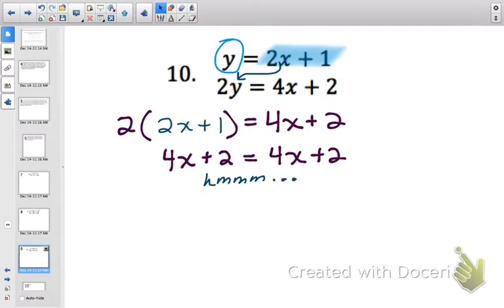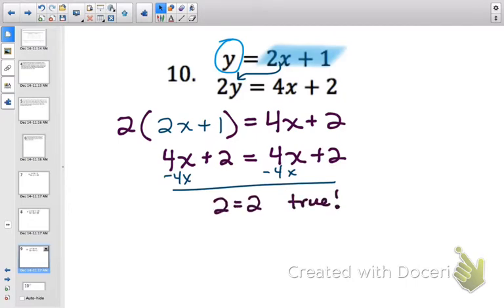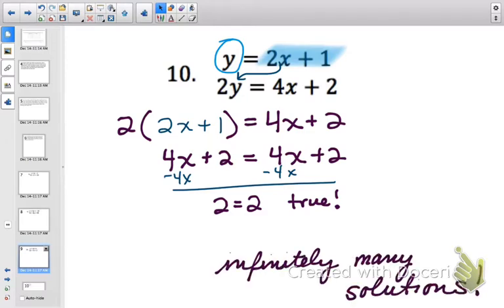And that looks like something weird's going on, but I'm going to keep going. I'm going to subtract 4x from both sides just to be sure. I get the statement 2 is equal to 2, which is most definitely true. Therefore, we have infinitely many solutions. Remember, that is not the same as all real numbers. Not all numbers will work for x and y, but an infinite number of xy combos.